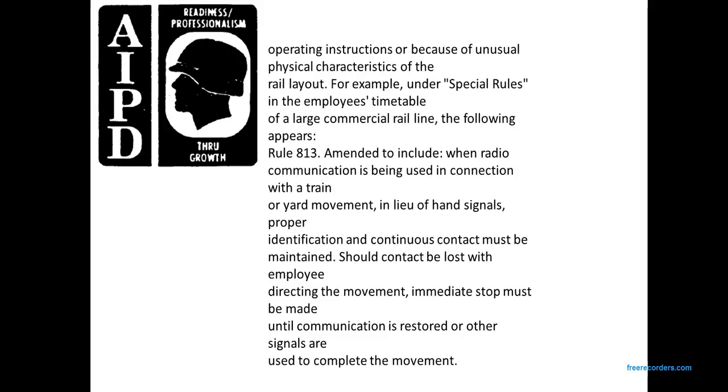For example, the special rules in the employee's timetable for a large commercial rail line follow the appearance of Rule 183, amended to include radio communication as being used in connection with the train and yard movement in lieu of proper hand signals. Continuous contact must be maintained. Should contact be lost, the employee directing the movement must make an immediate stop until communication is restored or other signals are used to complete the movement.